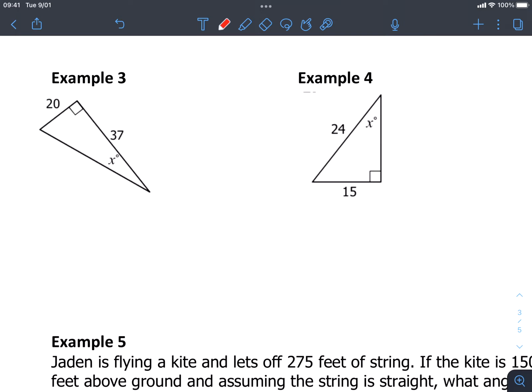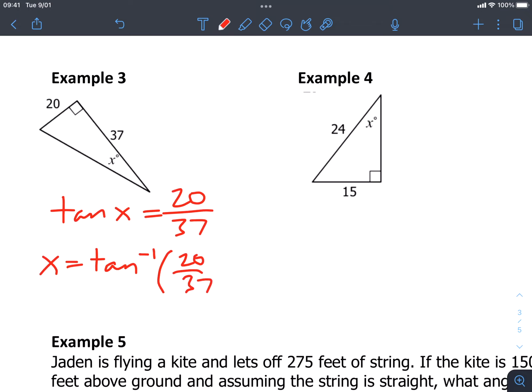Examples 3 and 4 are very, very similar, but I'll just solve them really quickly. You would find the tangent of x would be equal to 20 over 37, opposite over adjacent. So x is equal to the inverse tangent, or the arctangent, of 20 over 37, which is approximately 28.4, roughly. X is approximately 28.4 degrees.